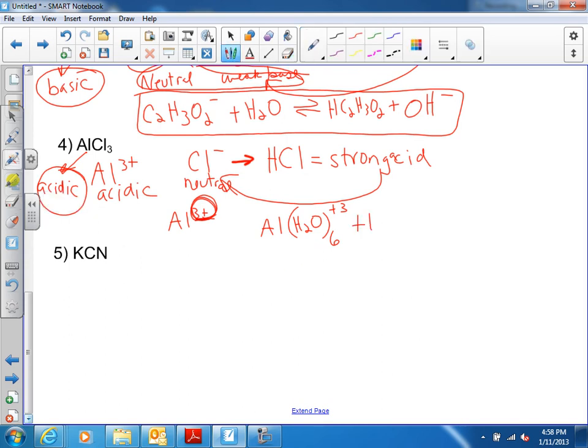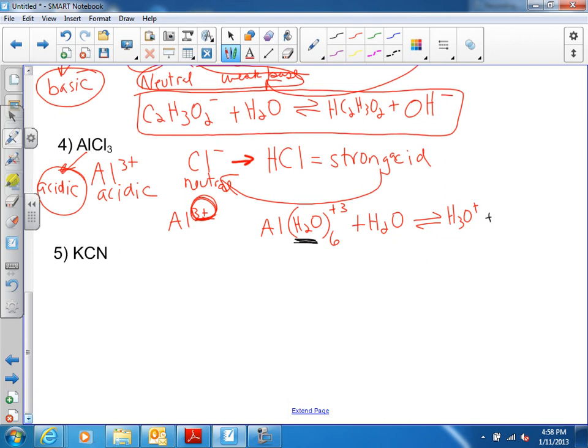What happens here is I add water to this. I said this was acidic. If something is acidic, I better make H3O+, right? Okay, without me even telling you, you should be able to figure out what the other product is, but it looks really kind of strange. I need to take an H+ off of one of the H's here.